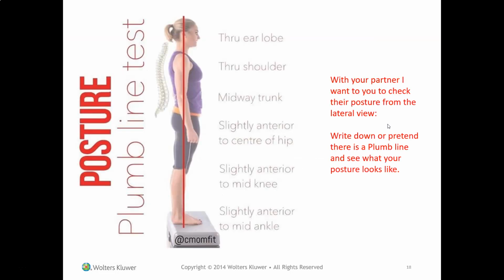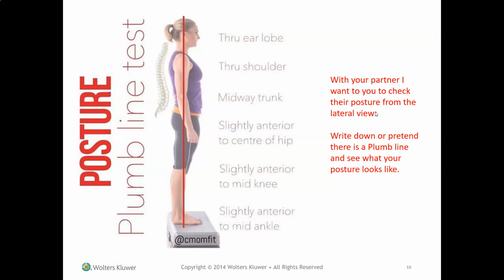So what I'd like you to do, too bad that we don't have a chance to do this in class, is once in a while check your posture. If you just stand there and we look at your posture, if we were to draw a line through here, it should go through your ear, should go through your shoulder, midway through the trunk. It should be slightly anterior to the center of the hip, slightly anterior to your knee, and slightly anterior to your mid ankle. So it should be a pretty good line that goes up and down.